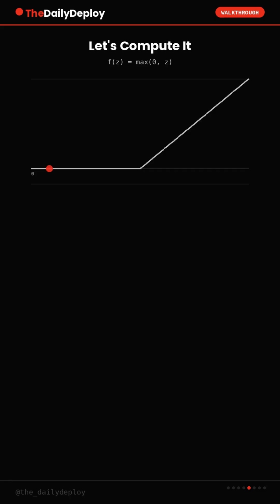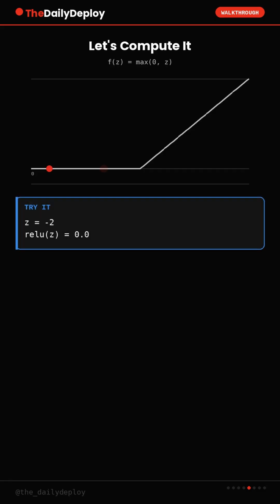Let's calculate a few examples. If the input is -5, the output is 0. At -2, it's still 0. At -1, it's 0 again. At 0, the output is 0. At 1, the output becomes 1. At 3, the output is 3. And at 5, the output is 5. It's simply 0 for negative inputs and unchanged for positive inputs.